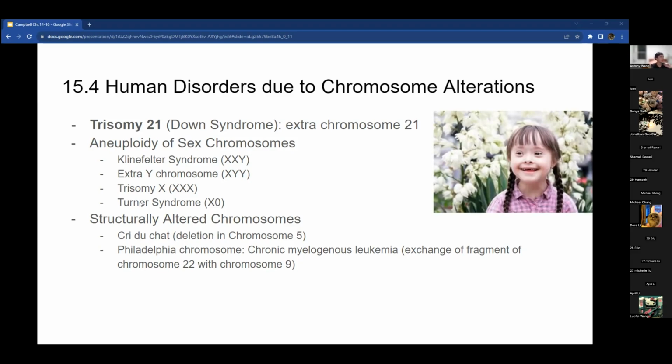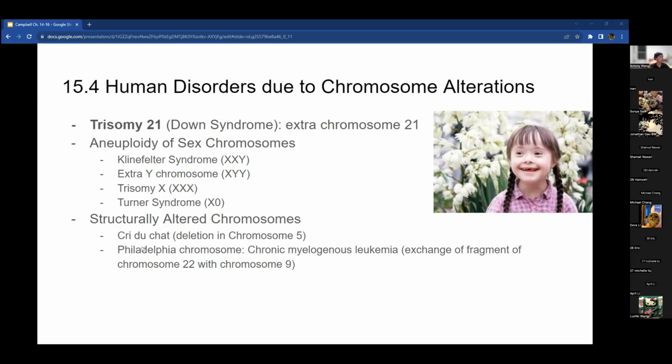And Turner syndrome, it's a biological female missing an X chromosome. Generally, this leads to an underdeveloped female reproductive system, and some people with Turner syndrome are sterile.